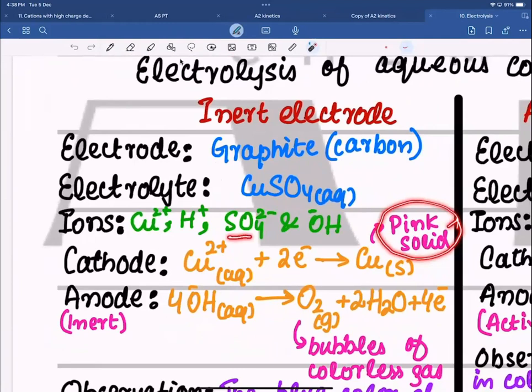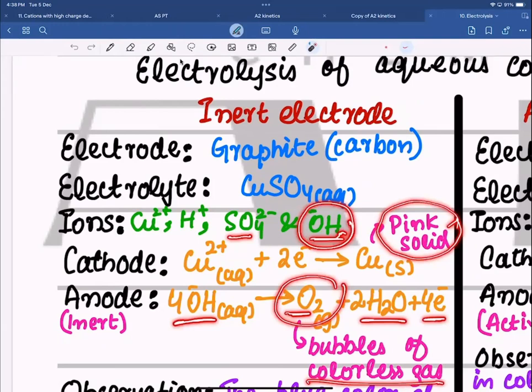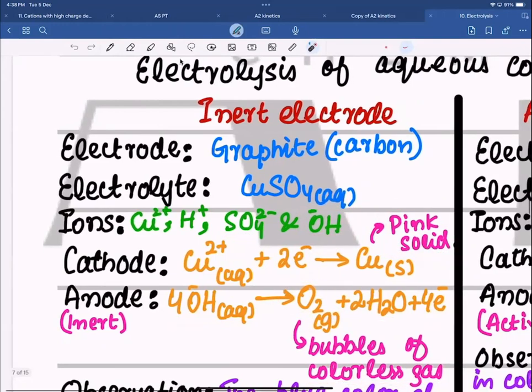Now, we have two negative ions, sulfate and hydroxide, and we have discussed that whenever there is a sulfate or nitrate, they are never going to oxidize at the anode. In that case, only the hydroxide ion will oxidize at the anode. So see, the hydroxide ion attracted towards the anode forms oxygen gas, water, and releases four electrons. As the gas is formed, you are going to observe bubbles of a colorless gas. Okay, till here, is this understandable to all of you?